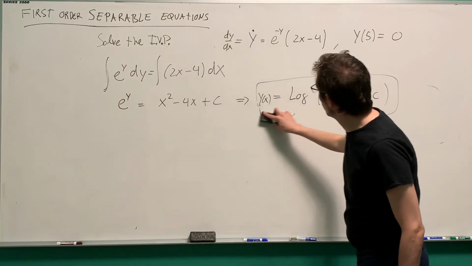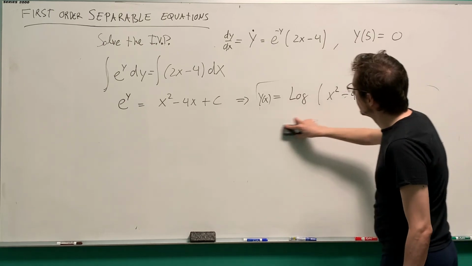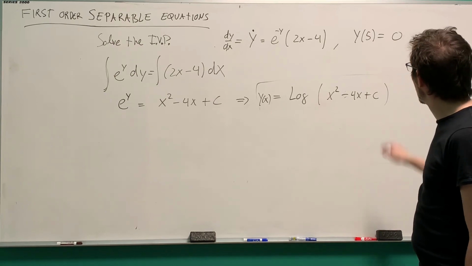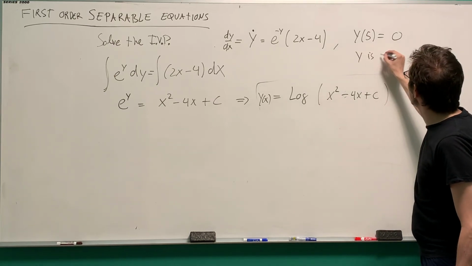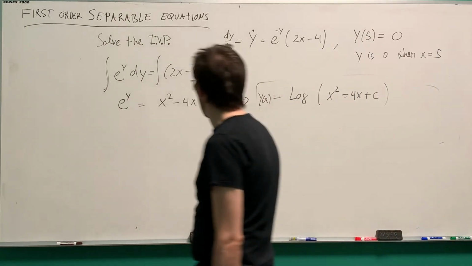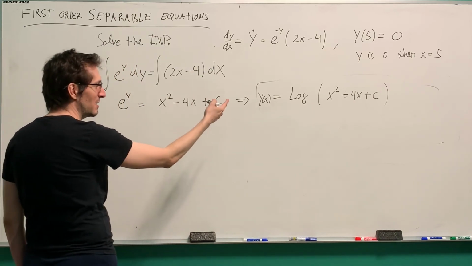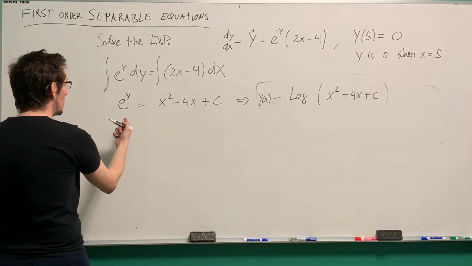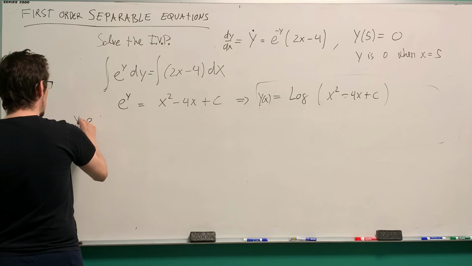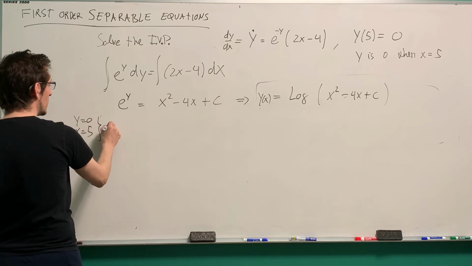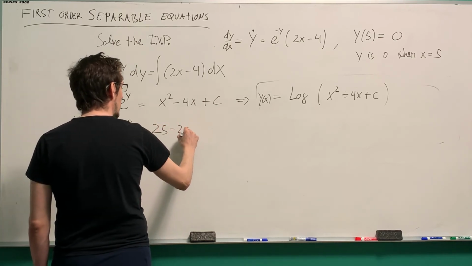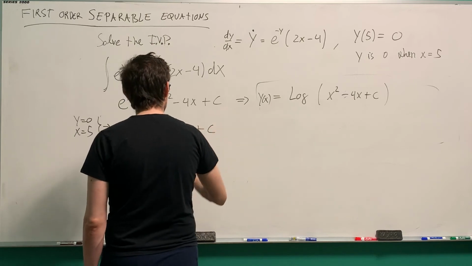All right, so now the final solution of this is not the general solution, it's the particular solution. Let's impose it. y of 5 equals 0. That means that y is 0 when x is 5. Let's impose it at this step because it's easier than imposing it here. So at this step we impose that y is 0, x equals 5. Here we get e to the 0 equals 25 minus 20 plus c.